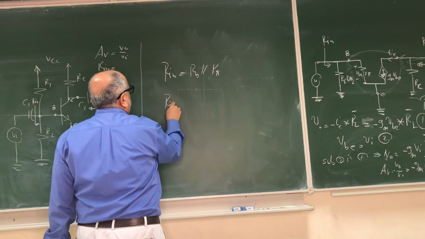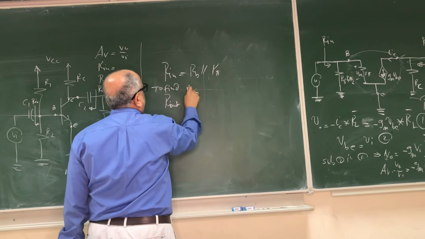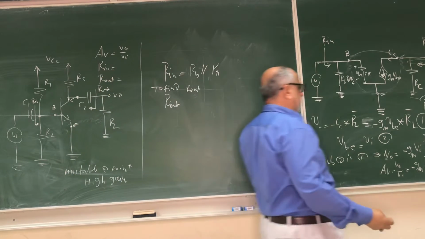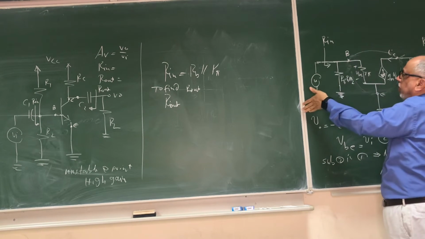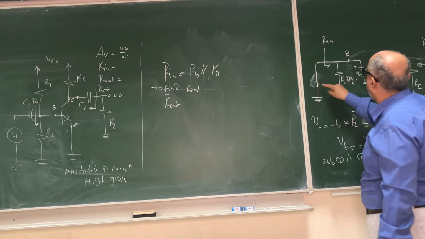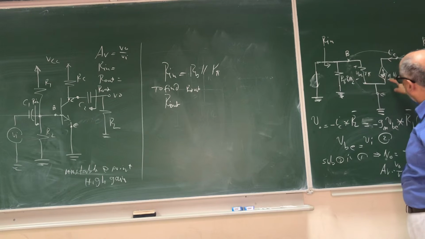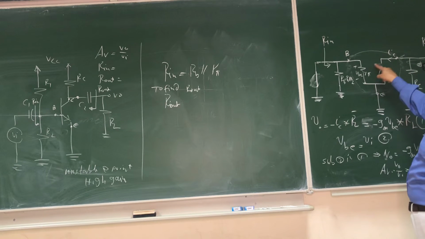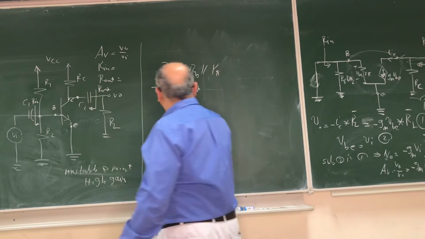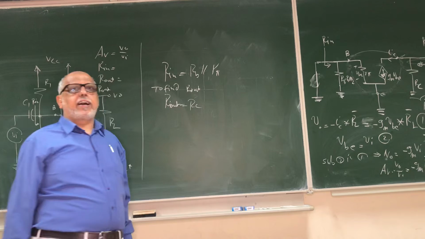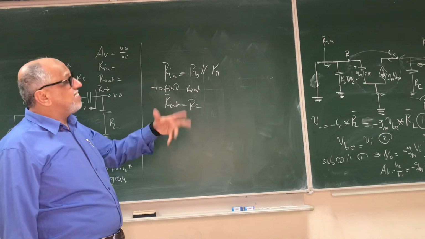And the second is Rout. Now to find Rout, we have to deactivate the input. If the input is a voltage source, deactivating it means we have to short it out. So we short this. When you short this, now VBE will be 0 because there is nothing here. If VBE equals 0, this dependent source will be 0, so it is an open circuit. And what we can see from here to ground is only RC. So the output resistance of this amplifier is RC. Okay? So you can see this basic structure. It is easy to analyze it.